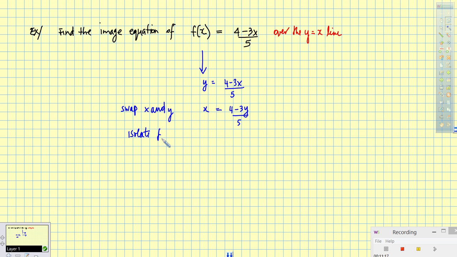We isolate for y because we want our answers always to be in terms of x, or in other words, isolating for y. So I will cross multiply here, and I'll say 5x is equal to 4 minus 3y. And I've decided I'm going to bring my 3y over to the left-hand side because I don't want to have a negative 3y. So 3y is equal to 4 minus 5x, and therefore y will be equal to 4 minus 5x all over 3. And therefore now I can rewrite y as f inverse of x equaling 4 minus 5x over 3.